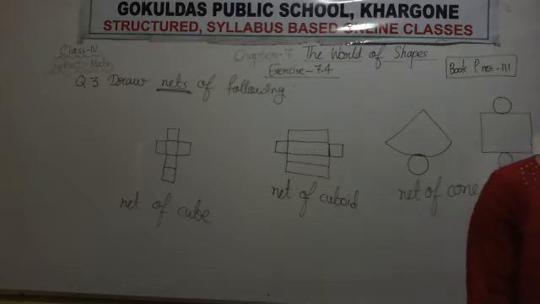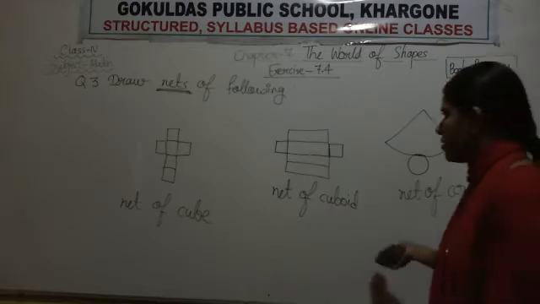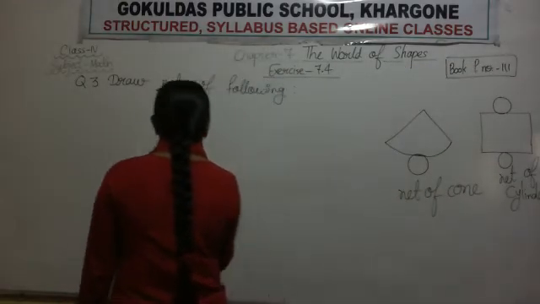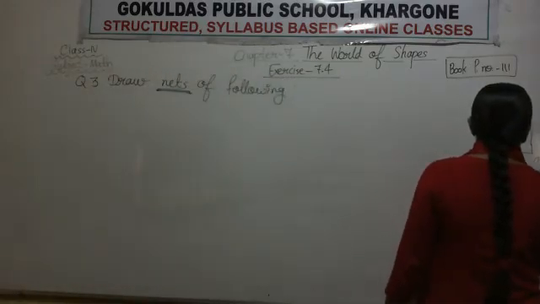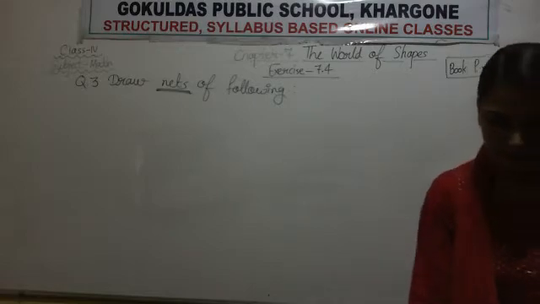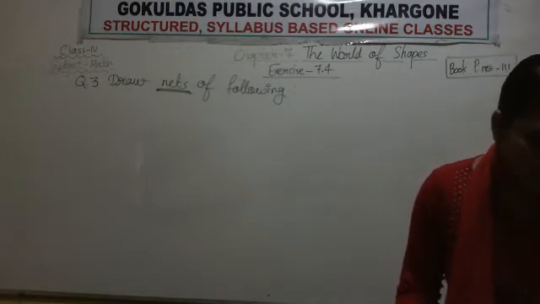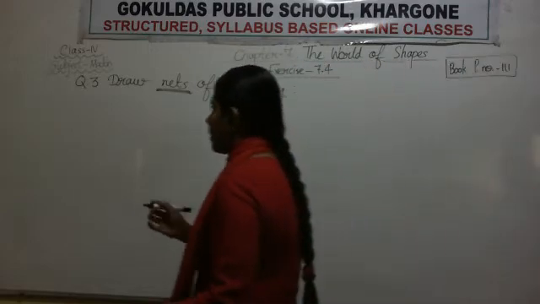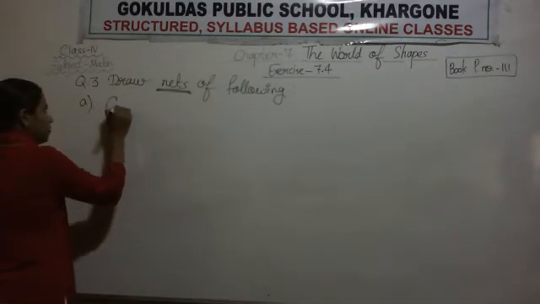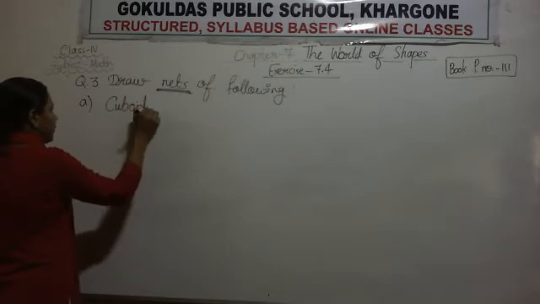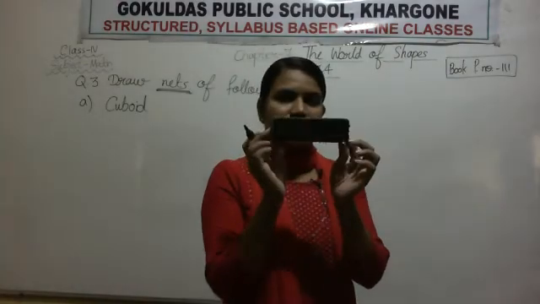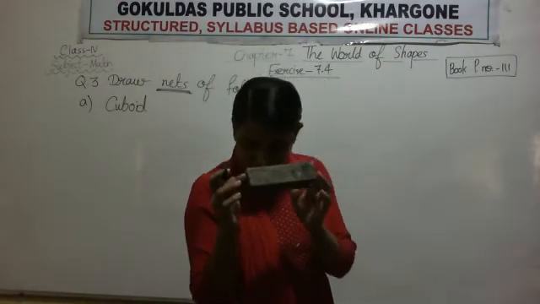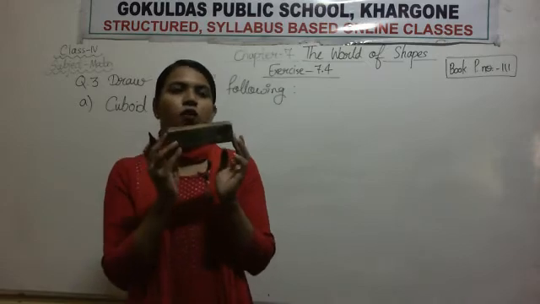So now let us do question number 3. Draw nets of following. Part A given is cuboid. Now how does a cuboid look? A cuboid looks like this duster, right? It is a cuboid shape. Okay. So what will be its net?